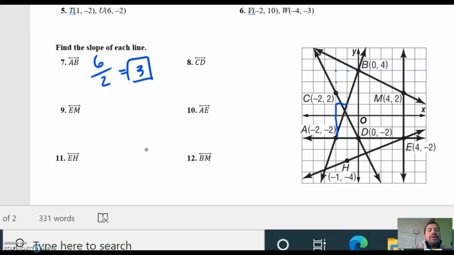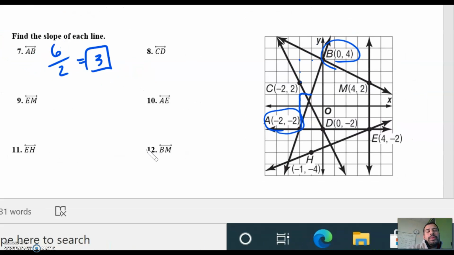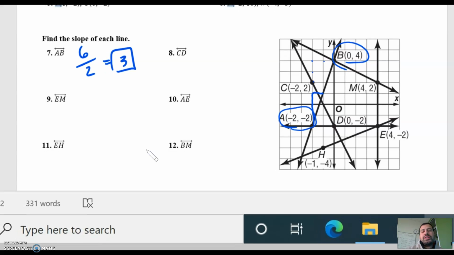Now, if you don't like to count the rise over run, you can use the formula. Just use the points that they're telling you and plug them in. There is a couple lines here that I want to focus on. So let's do this. Go ahead and pause the video. Try 7 through 12. And then resume once you're done. And we'll talk about those lines I really want to focus on.